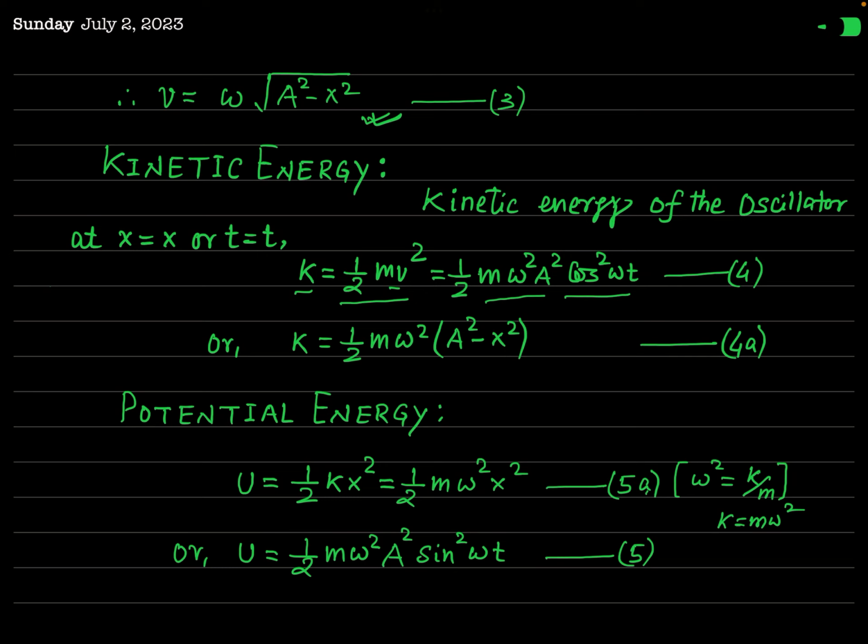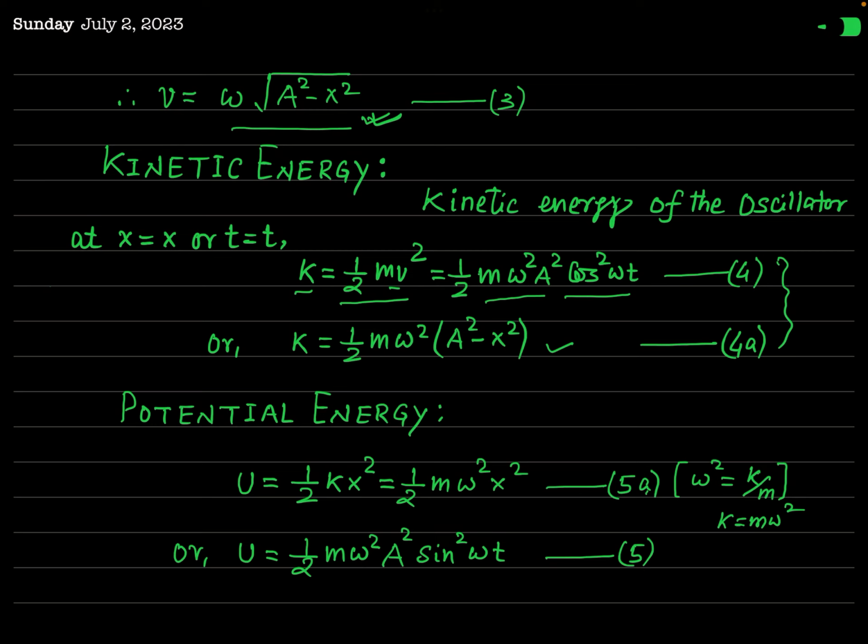So, when we substitute V equal to this much, our expression for kinetic energy will be K equal to half m omega square times A square minus x square. You can see these two expressions for kinetic energy of the oscillator. Equation 4 represents kinetic energy as a function of time, and equation 4a represents kinetic energy as a function of x. And you can see that this kinetic energy of the oscillator during simple harmonic motion is not constant. It varies with time and also with position.